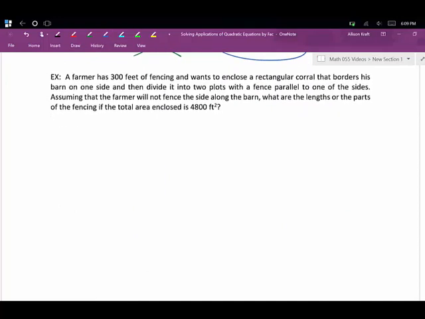In our next example, a farmer has 300 feet of fencing and wants to enclose a rectangular corral that borders his barn on one side and then divide it into two plots with a fence parallel to one of the sides. Assuming that the farmer will not fence the side along the barn, what are the lengths or the parts of the fencing if the total area enclosed is 4,800 square feet? The first thing I would do is draw a picture.